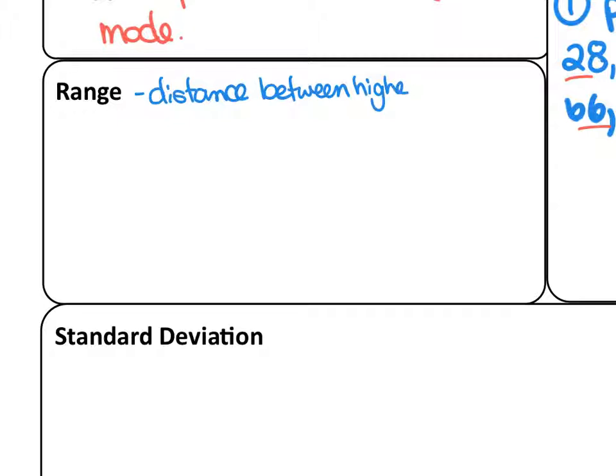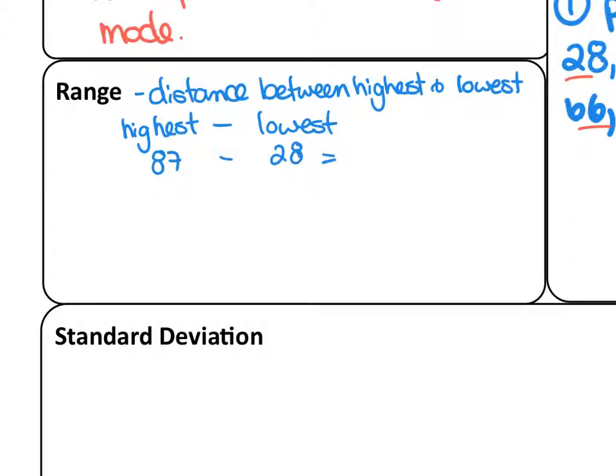Between highest and lowest. So all you're going to do is take the highest number or the very highest digit in your list, which is nice when you've done the median, because we know that our highest is 87 and our lowest was 28. So we're just going to subtract them. 87 minus 28 means that we have a range of 59. And all that's saying is that in between our highest and our lowest is 59 places, or 59 possible marks. So that's our range.